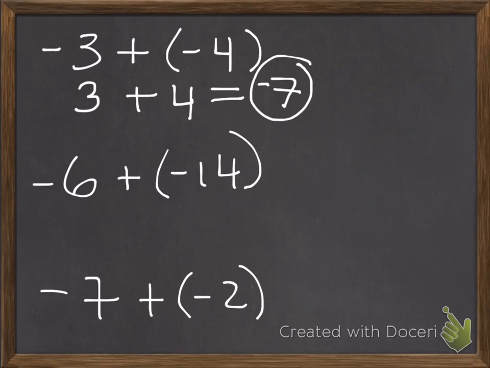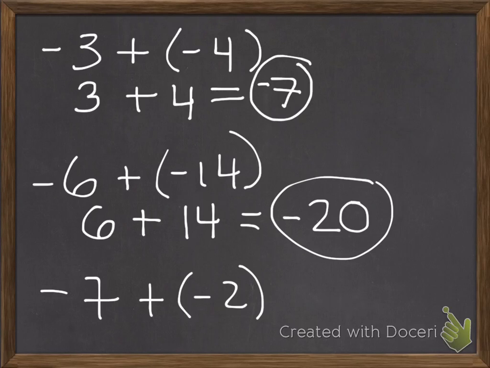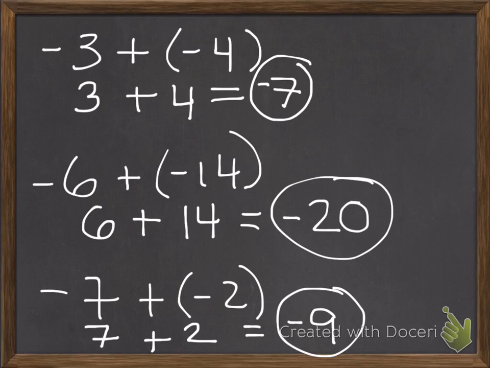Then I go to the next one. These are all examples where both are negative, so my answer for all of these is going to be negative. I take the absolute value of negative 6 and the absolute value of 14 for this next problem, and I add 6 plus 14, and it's going to be negative 20 instead of positive 20 because they were both negative integers. Then you have negative 7, the absolute value of that is 7, and negative 2, the absolute value of that is 2, so we add to get 9, and again it is negative 9 because both of the numbers are negative.